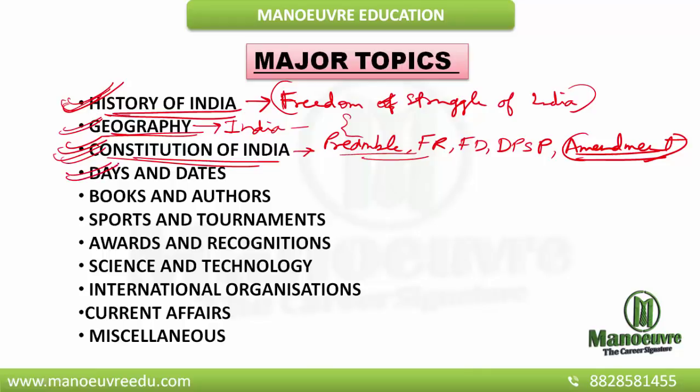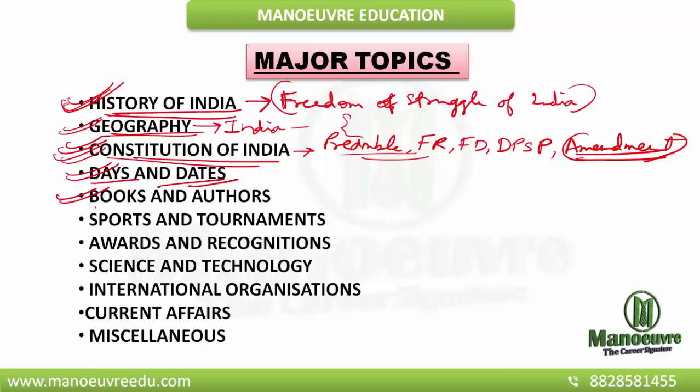Next comes the days and the dates. These are very important and very factual in nature. They can ask you something very simple and very easy, like when is Navy Day celebrated in India? So the answer is 4th of December. Something very similar to that. They can ask you the days and the dates that are being celebrated in India.